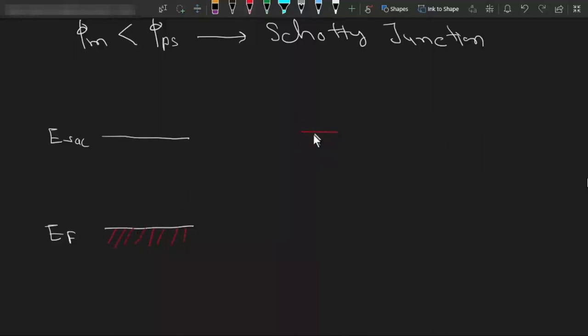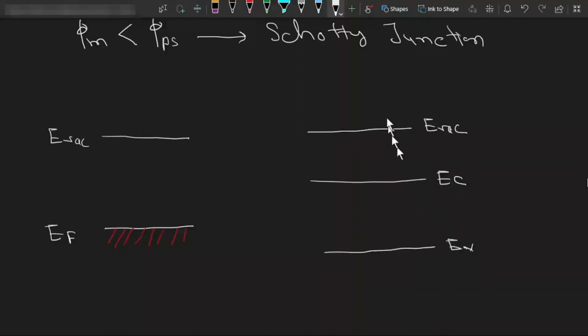Similarly, this is the vacuum level for the n-type semiconductor. This is the minimum of the conduction band, that is EC, and this is the maximum of the valence band, that is EV. And we know that for an n-type semiconductor, the Fermi level is always below the conduction band or conduction level. So this diagram is for the metal and this is for the n-type semiconductor.